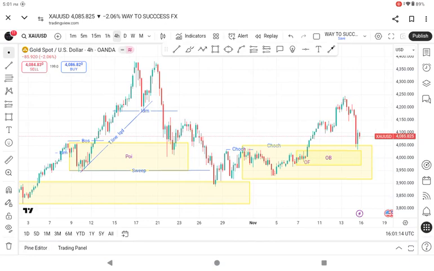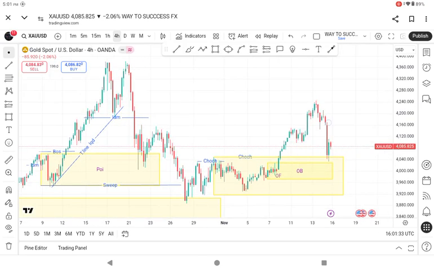At the same place where the daily change of character happened, H4 almost at that same place, the H4 change of character is happening, still confirming our bullish confirmation to the upside.